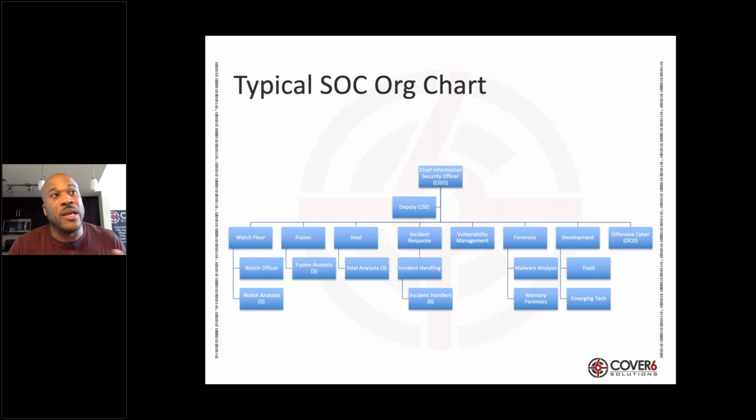The offensive cyber, that's the section that has the ability to hack back. That was something that was on the hush for a very long time. But most recently, it seems like more organizations are starting to incorporate that more and more.